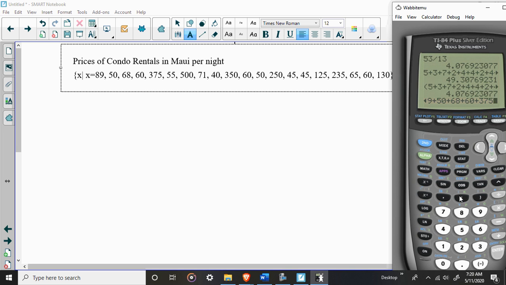These are condo rentals, by the way. Plus 55 plus 500 plus 71 plus 40 plus 350 plus 60 plus 50 plus 250. Don't worry, none of the stuff in your homework is quite this involved. 5 plus 235 plus 65 plus 60 plus 130. Close your parentheses, and what are we dividing by?